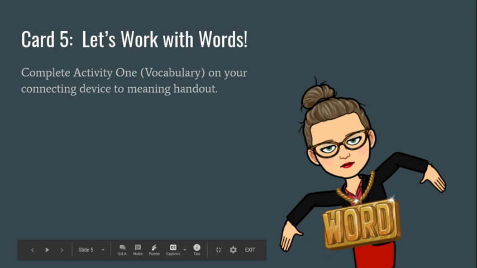And now you're going to complete Activity 1, Vocabulary, on your Connecting Device to Meaning handout. I'm going to give you about 8 minutes to complete this assignment. Remember to use the same part of speech for your synonym as the original vocabulary word being defined.